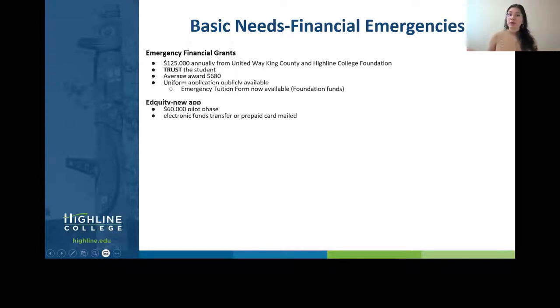We have a new program, it's an app called Edquity. We're in the pilot phase. We've spent $30,000 of our $60,000 for that pilot phase, and that does not cut into our regular $125,000. But this is a new resource because it's based on the phone. Students can do it on their own. It's much, much quicker turnaround to get funds. But like I said, we're still ironing out some kinks, but this Edquity app does also come from the Hope Center folks. So it is already connected to that world of food and housing security.